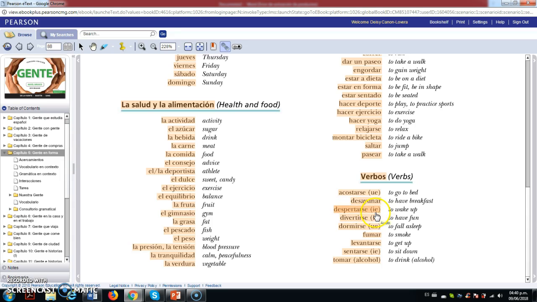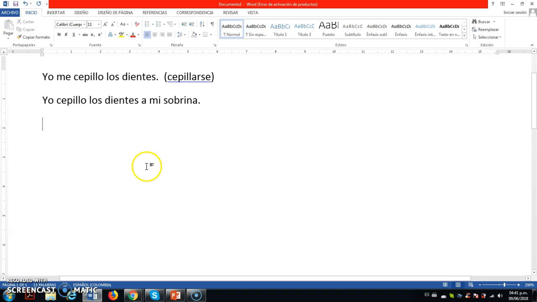IE replaces the vowel E. So it will be the second vowel here, it will be E here, and it will be E here, sentar. So it is a way to help you think about the way to conjugate the verb.